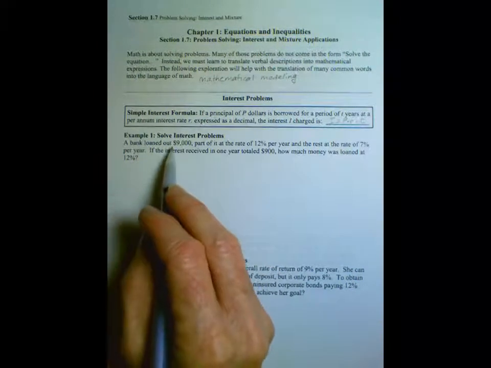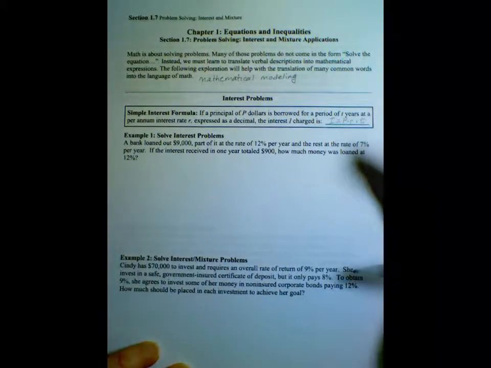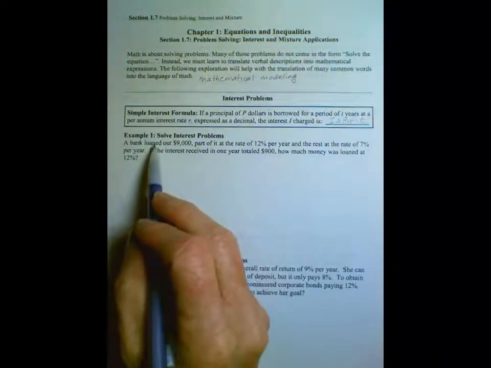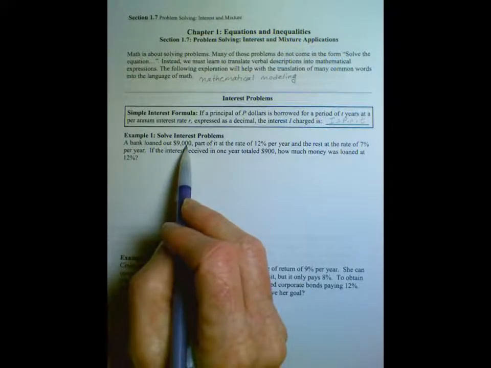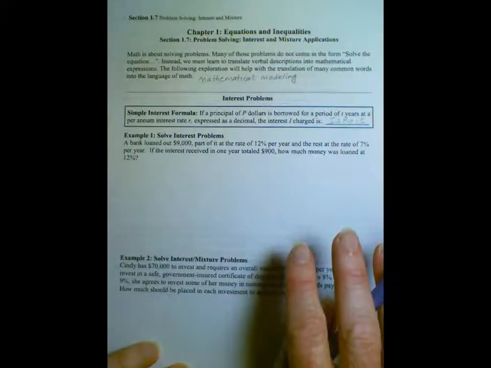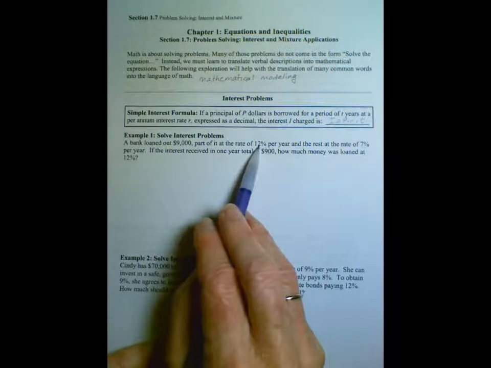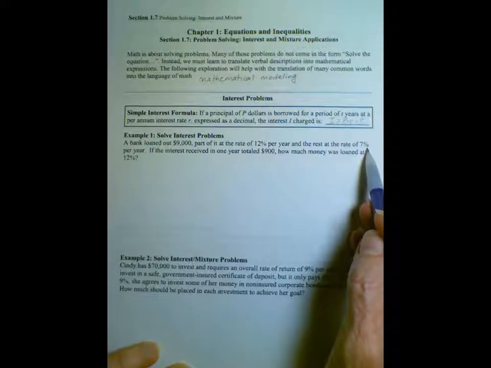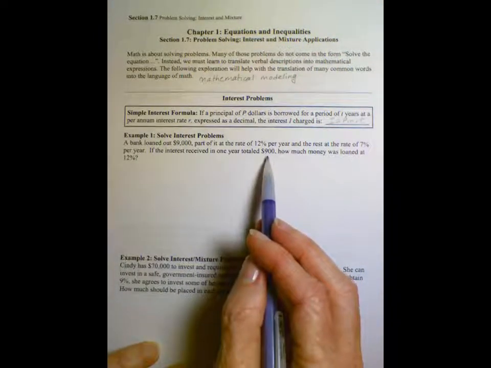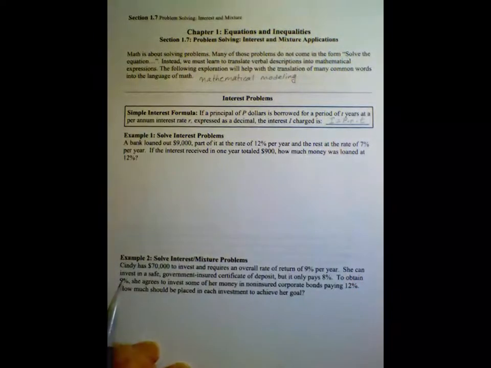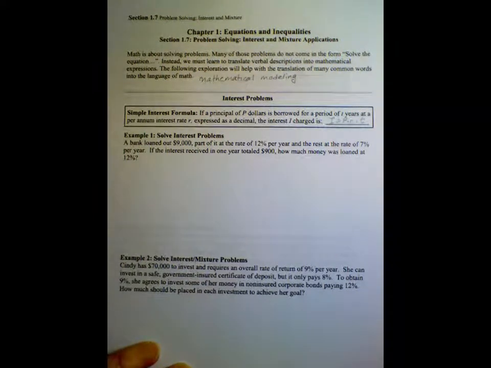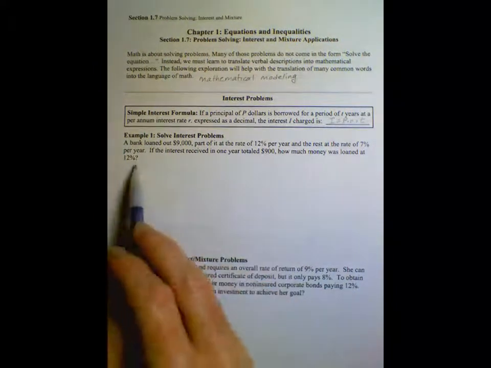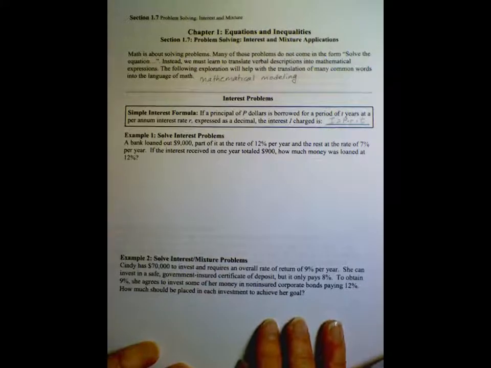It just depends on either way. So the bank is loaning out money. For them, that's an investment, in example 1. So they're going to loan out $9,000 in total. Some of it will go at 12%. That's how much they'll make on some of it, and they'll make 7% on the other part of it. And the interest they received was $900. So the question is, how much did they loan to someone at 12%?